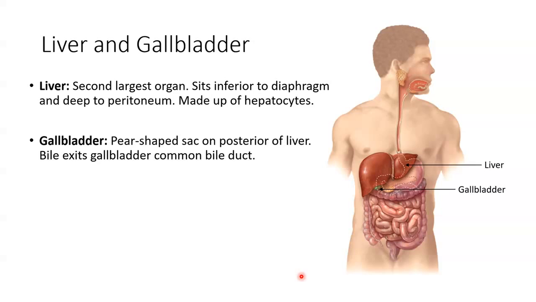Now, one of the functions of the liver is to produce bile. Bile exits the liver through the common hepatic duct into the gallbladder, where it's then stored and concentrated. When it is stimulated to release, the bile then heads out of the gallbladder towards the duodenum, or that first part of the small intestine. It goes through the cystic duct and then into the common bile duct.